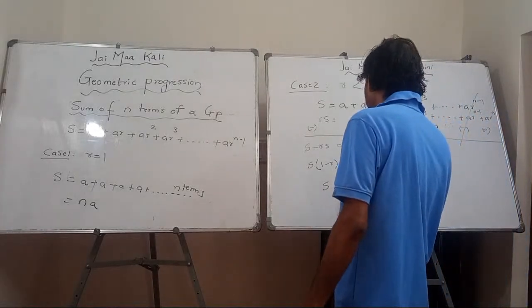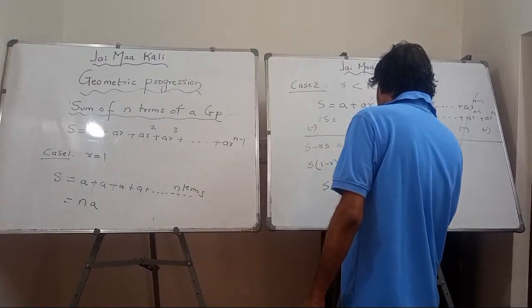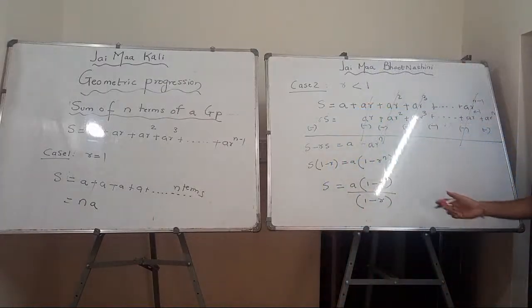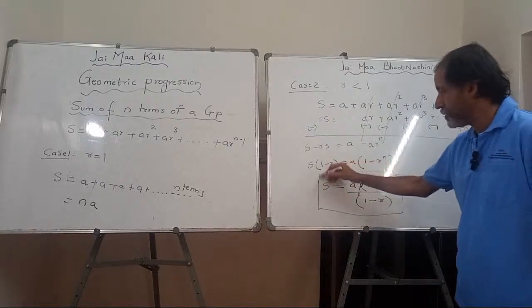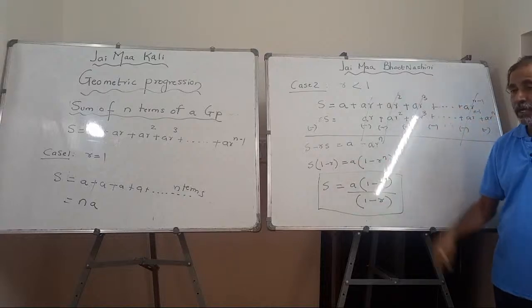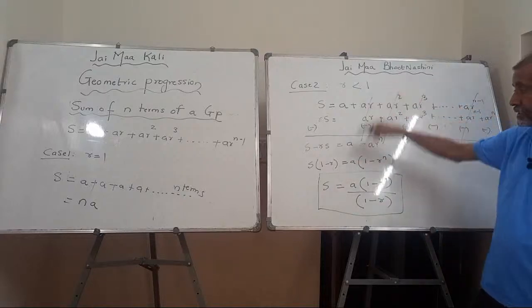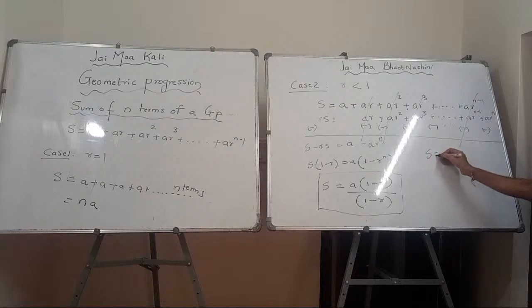So S is equal to A(1 minus R^n) over (1 minus R). That is the formula of n terms, if the ratio is less than 1. Why have we taken the ratio less than 1? See, if it is less than 1, clearly, let's say the ratio is 0.8. S is equal to 100 and R is equal to 0.8.